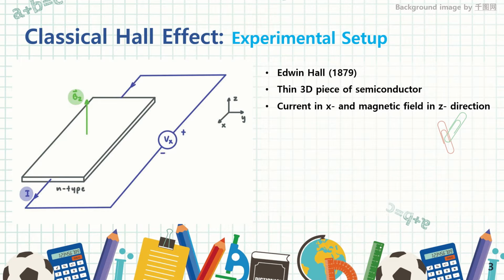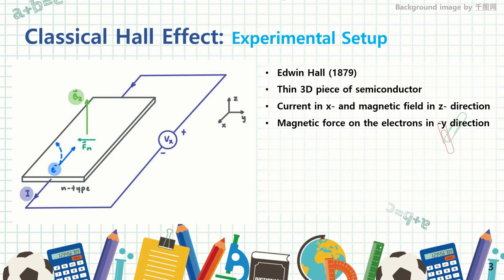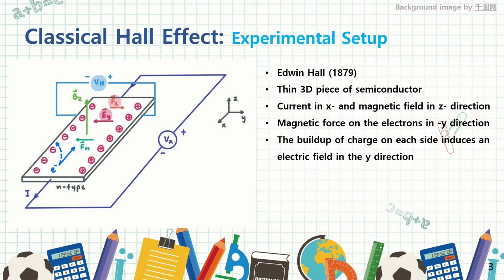Due to this applied magnetic field, the electrons and holes flowing in the semiconductor now experience a magnetic force, which causes a buildup of negative charge on one side of the semiconductor and positive charge on the other side. This net charge then induces an electric field in the y direction, which consequently produces a voltage across the semiconductor. This voltage is called the transverse voltage or the Hall voltage.